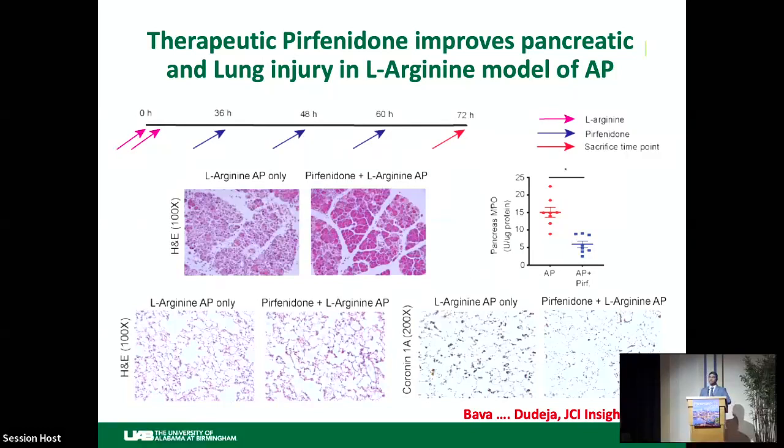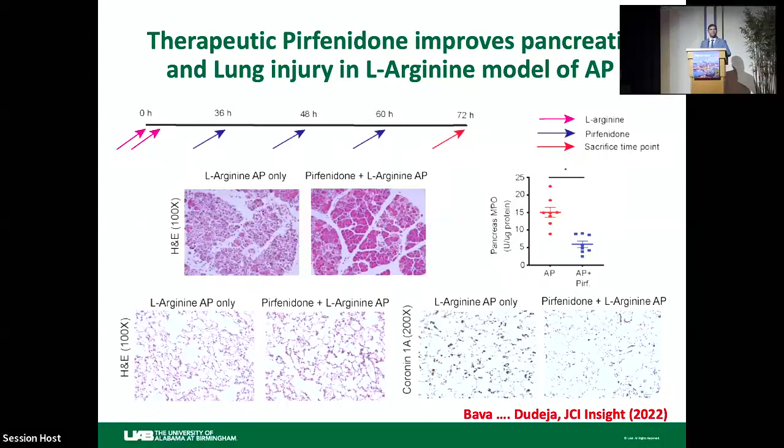As I said, just showing that the drug is effective in one model may not be sufficient, and we need to use multiple models, and hence we used an even more severe model of AP, which is induced by L-arginine. And here we see that almost the pancreas is totally lost in the AP group at 72 hours after induction of AP, whereas in the pirfenidone group, there is a tremendous recovery as seen in the histology of pancreas as well as the lungs. And again, there is reduction in the immune infiltrate as seen by coronary staining.